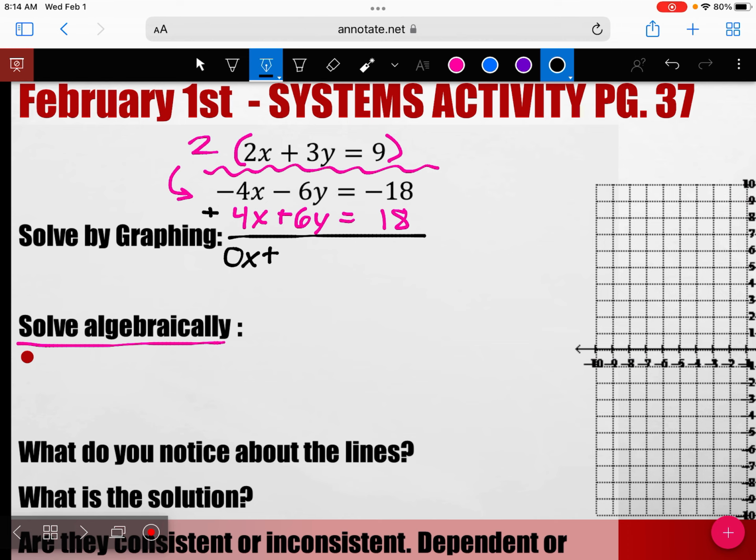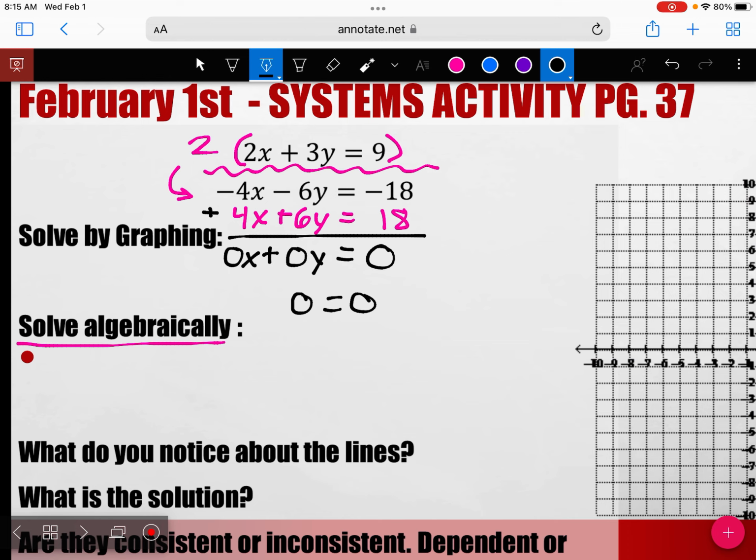All right, how about with my negative 6y plus 6y? 0y. How about negative 18 plus 18? 0. So I have 0 x's and 0 y's equals 0. What I have is 0 equals 0. Yeah, it looks like a face. Does anyone remember what that means?